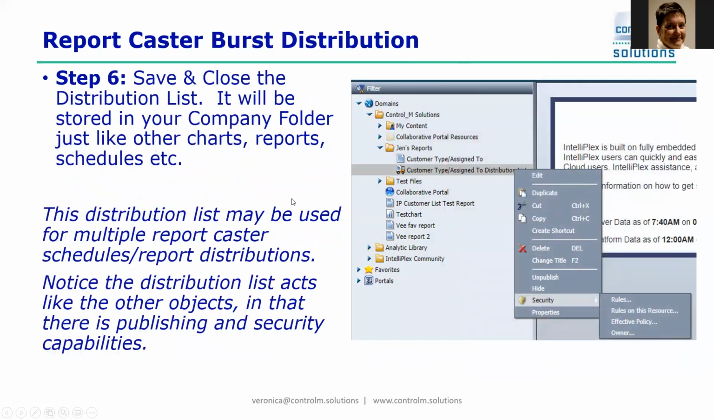Save and close your new distribution list, and be aware that your distribution list has publishing and security features just as your reports do. So you want to right-click, make sure that you have published it, and that your security is set up correctly. This list will have a different icon in your folder so that you can tell at a glance what's a report, what's a schedule, and what's a distribution list. Notice that your distribution list has this little cute truck icon.